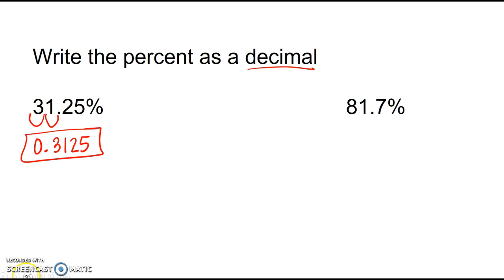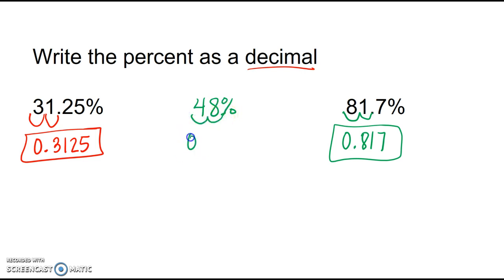Same idea goes for our second problem. We're moving our decimal place twice to the left. Even if our beginning number has a decimal in it, our beginning percentage, you still move that decimal twice to the left. So even if it was a number like 48%, we're going to take that decimal, it's at the end, move it twice to the left. It would be 48 hundredths. Okay, so let's go ahead on to our second set of problems.